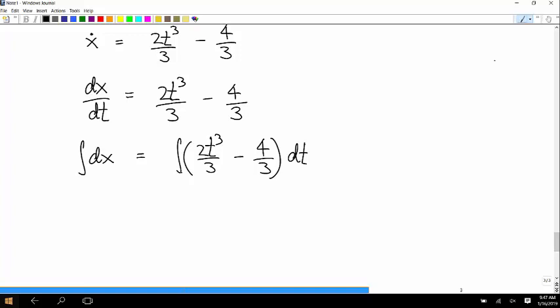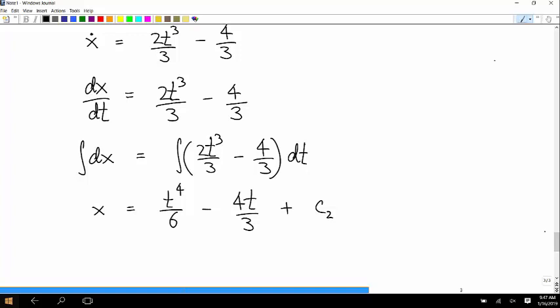What do you get when you integrate dx? X. And over here you get t to the 4th over 6, I think. And then minus 4t over 3 plus a constant of integration that you get from the combined sides. I'm going to call that C2 this time. How are we going to get that C2? Yeah, the second boundary condition.